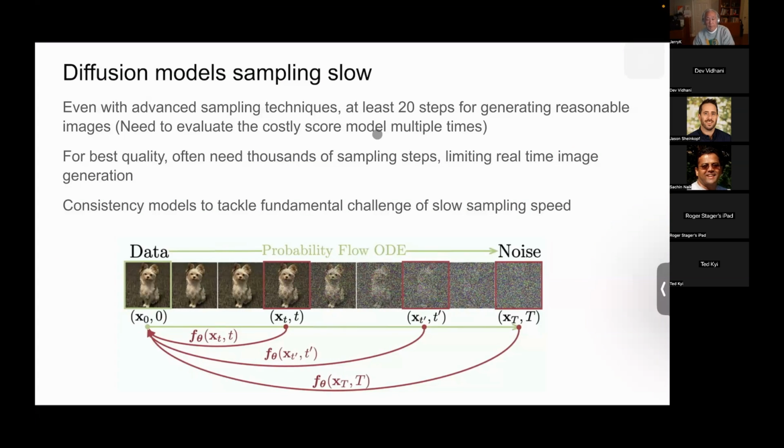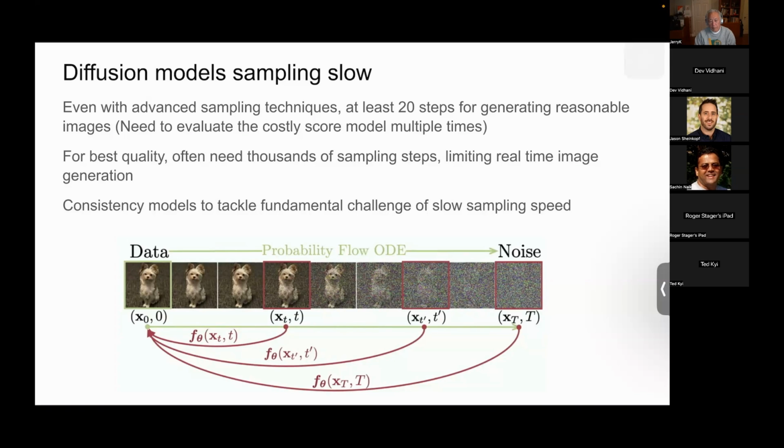And if you wanted a good quality image, as I said, at least 20 steps were needed, and often thousands of sampling steps, which limited the real-time generation. So even if you had the advanced multiple sampling techniques, like, let's say, the faster numerical ODEs, they would still require at least 10 evaluation steps. And each one of those ODEs also, I think, internally has sub-steps, if you may, but let's not even go into how they do that.